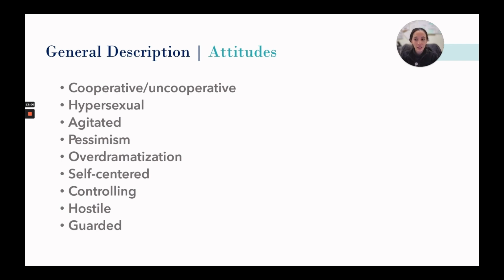Are they guarded? Guarded means that they are not telling you a lot, and you might be asking them questions of why did you come to the hospital, and they might be like, don't worry about it, I don't want to answer that. They don't want to answer questions. They're unsure if they can trust you, things like that. That would be an example of guarded.